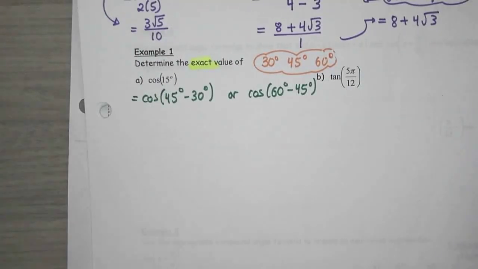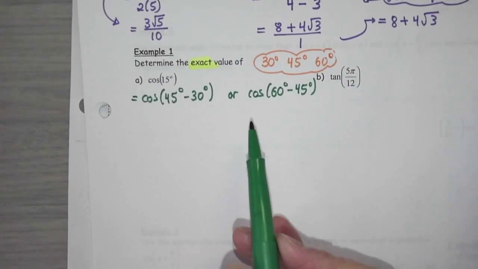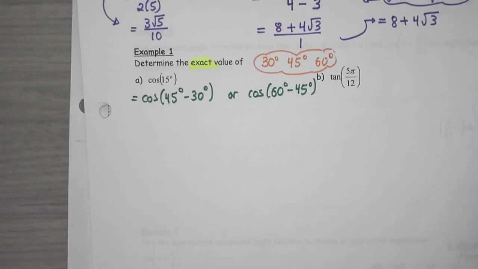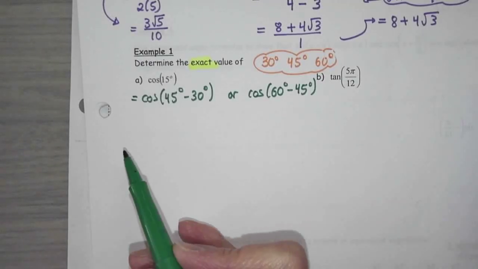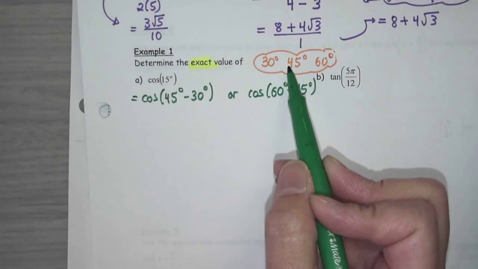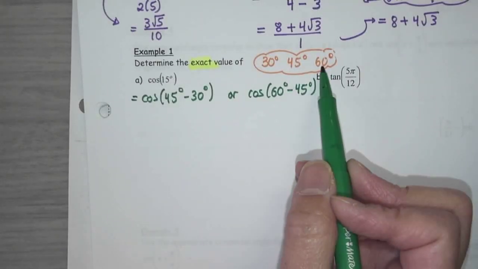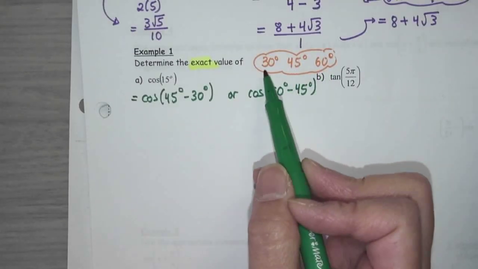So that means that any combination using 30, 45, and 60 is fair game now. Before I had to only use 30s, 45s, and 60s, and those were my related acute angles. That was the only one I could do. But now I can do any combination of that. So that means I could do 105, 45 plus 60. I could do 75.